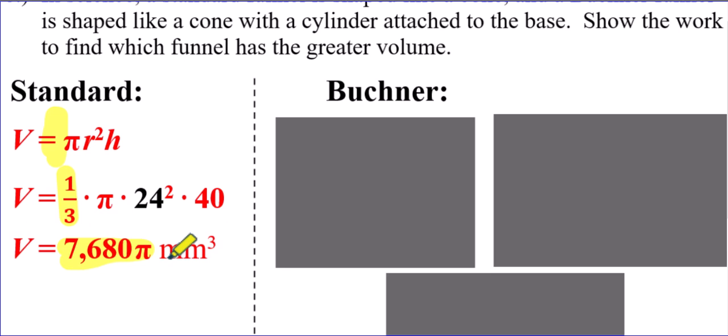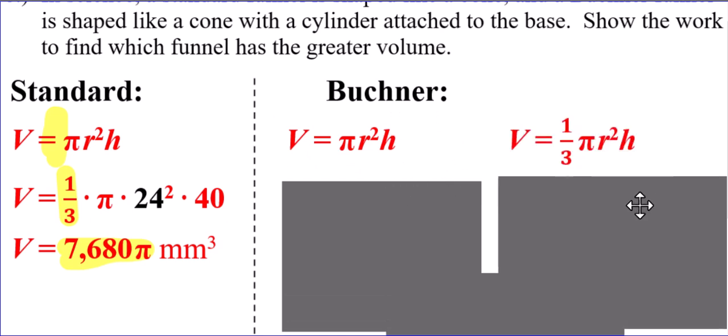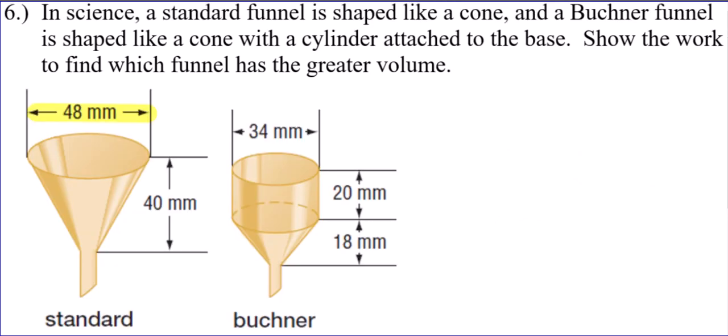7,680 times pi will give you about 24,127.4 cubic millimeters. All right, for the Buchner funnel, we're going to do pi r squared h for the cylinder, but then we're going to do 1/3 pi r squared h for the cone. Did you realize the radius was 17? Because on the drawing, they gave you the full length across, which is the diameter. You need to cut that in half.